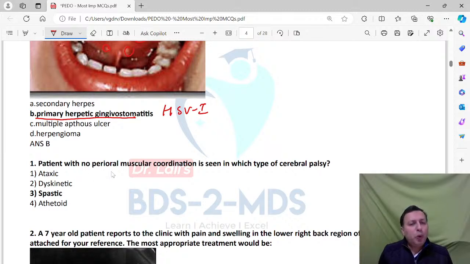Now, a patient with no perioral muscular coordination is seen in which type of cerebral palsy? We have discussed this in the notes. We have discussed that there are three types of cerebral palsy, that is spasticity, athetosis, ataxia, and the last one is the mixed type. And I have told you that poor involuntary control over the muscular coordination is mainly seen in the spastic type of cerebral palsy. So the answer for this question is the spasticity type of cerebral palsy.